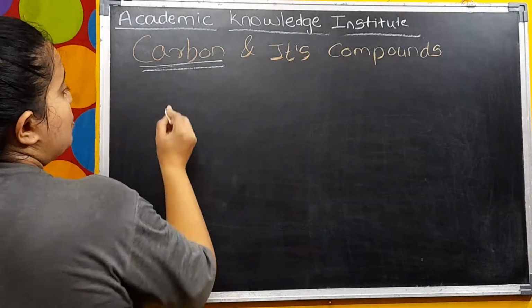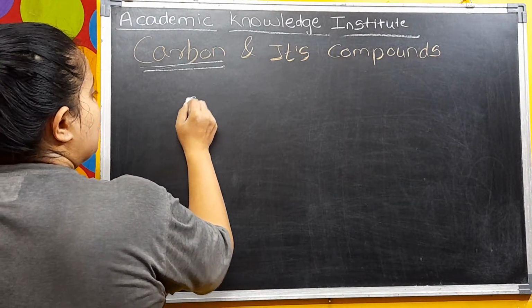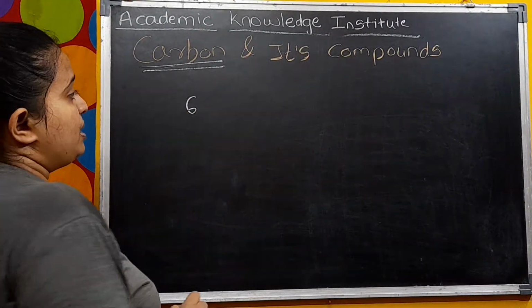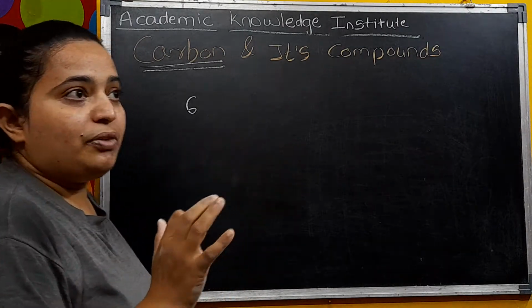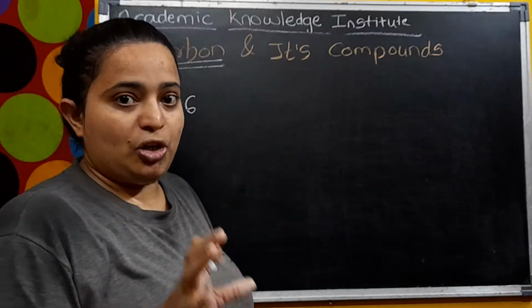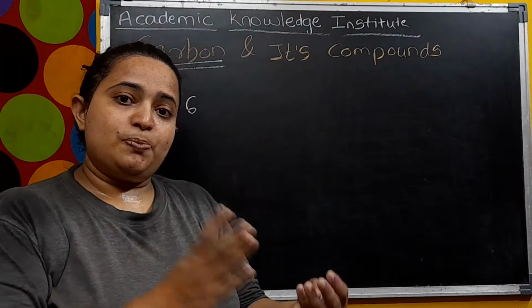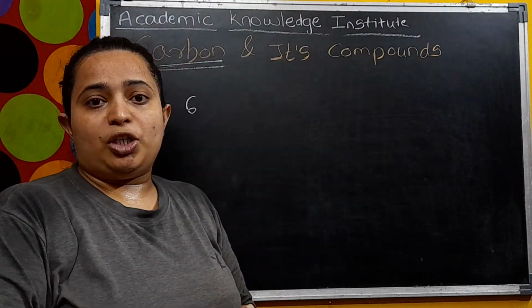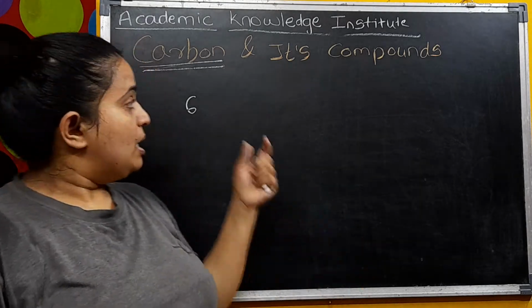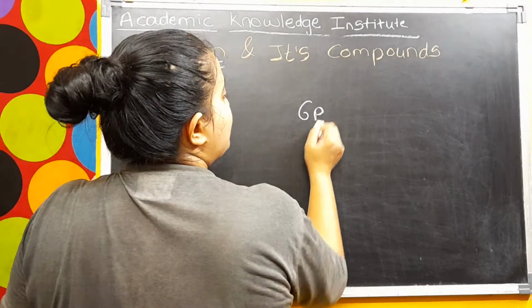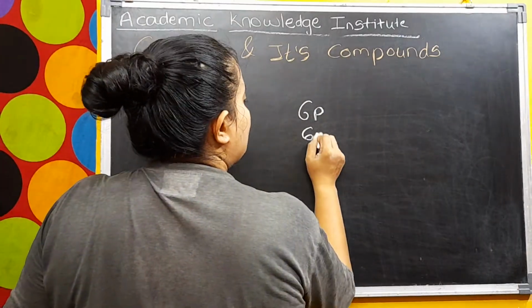So the first thing is, what is the atomic number of carbon? The atomic number of carbon is 6. Now students, you can tell me what the structure of carbon will be. In the structure of the atom you studied what a proton, neutron and electron are. Now I will draw the structure of carbon. Here there will be 6 protons and 6 neutrons.